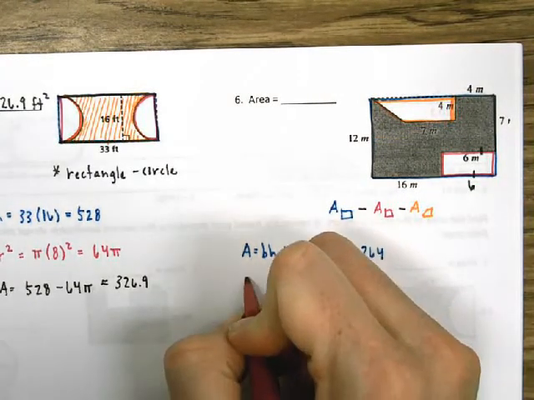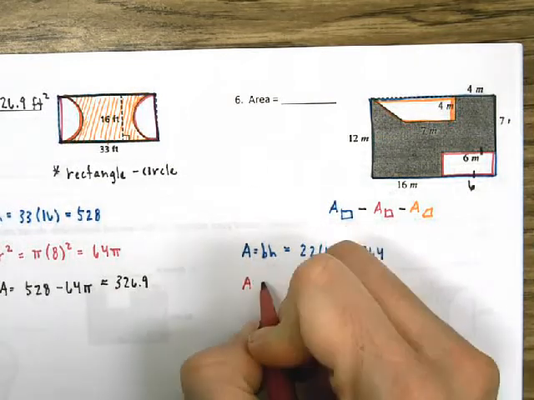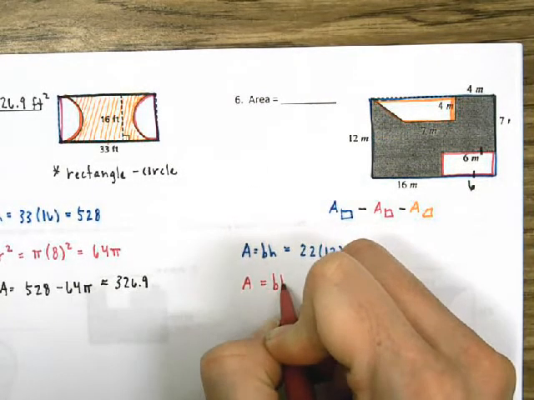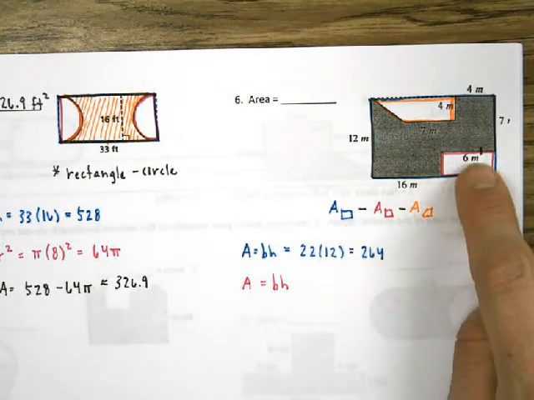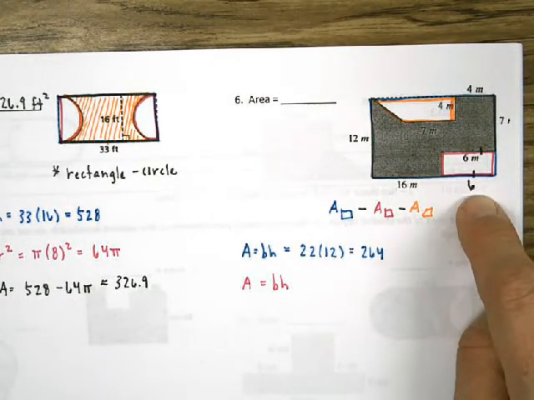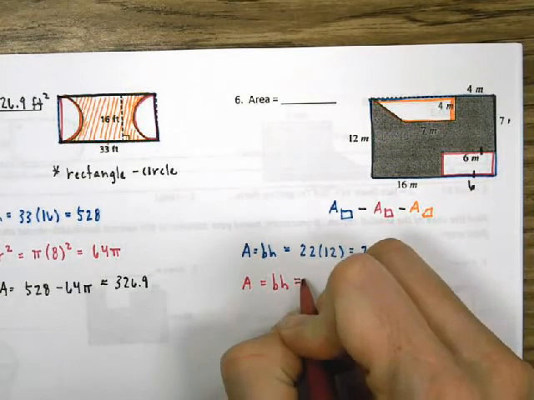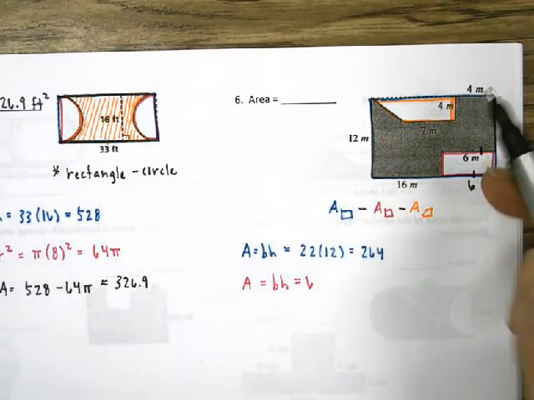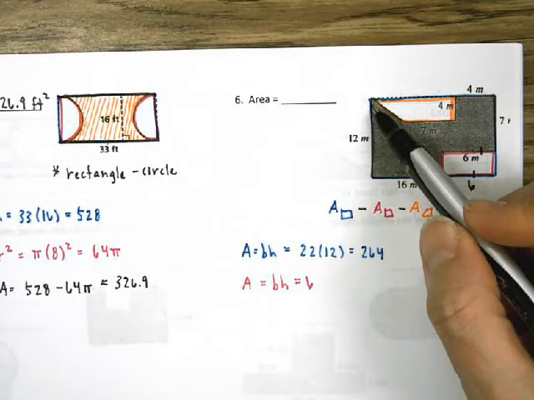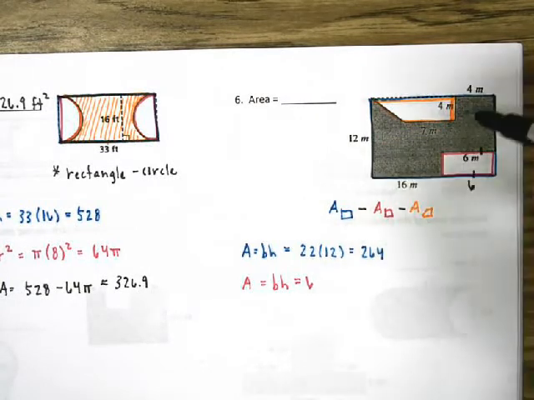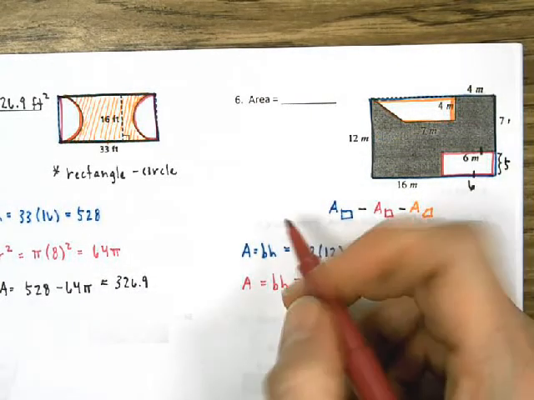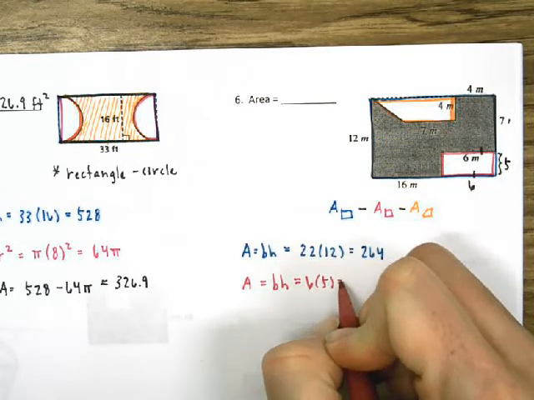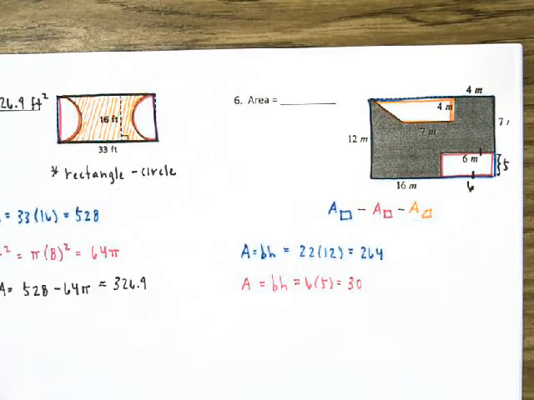So now I'm going to look at my little rectangle. Again, I have base times height. Here, I do know the base of that rectangle. We already said that was 6. But now I have to look at the height. Well, here I know the height of my big rectangle is 12. This piece here is 7, which means this here must be 5. So the height of that rectangle is 5, and I get 30 for that area.